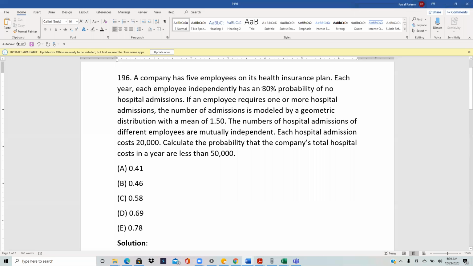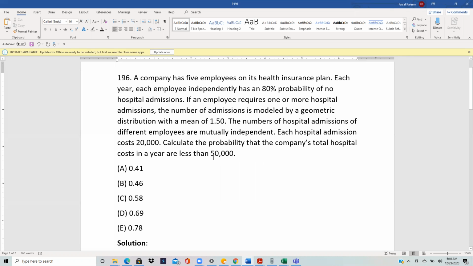A company has 5 employees on its health plan. Each year, each employee independently has 80% probability of no hospital. If an employee requires one or more hospital admissions, the number of admissions is modeled by geometric distribution with mean 1.5. The numbers of hospital admissions of different employees are independent. Each admission costs 20,000. Calculate the probability that the company's total hospital costs are less than 50,000.